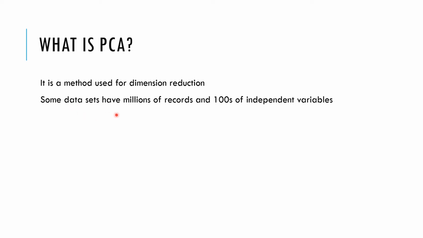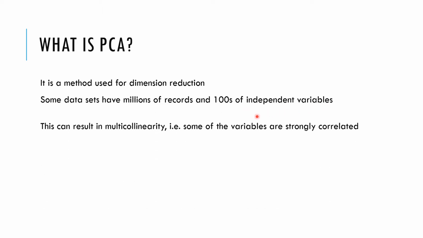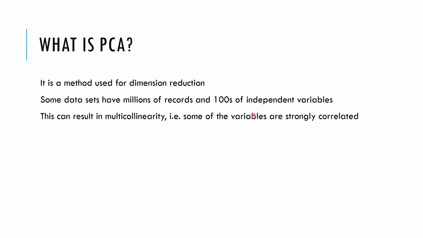Some data sets can have millions of records and hundreds, and in some cases thousands, of independent variables or predictors. But when you have such a large number of independent variables, it can result in multi-collinearity. What multi-collinearity means is that a lot of variables can be strongly correlated to each other. That means all these correlated variables are explaining the same information in the data or the model.